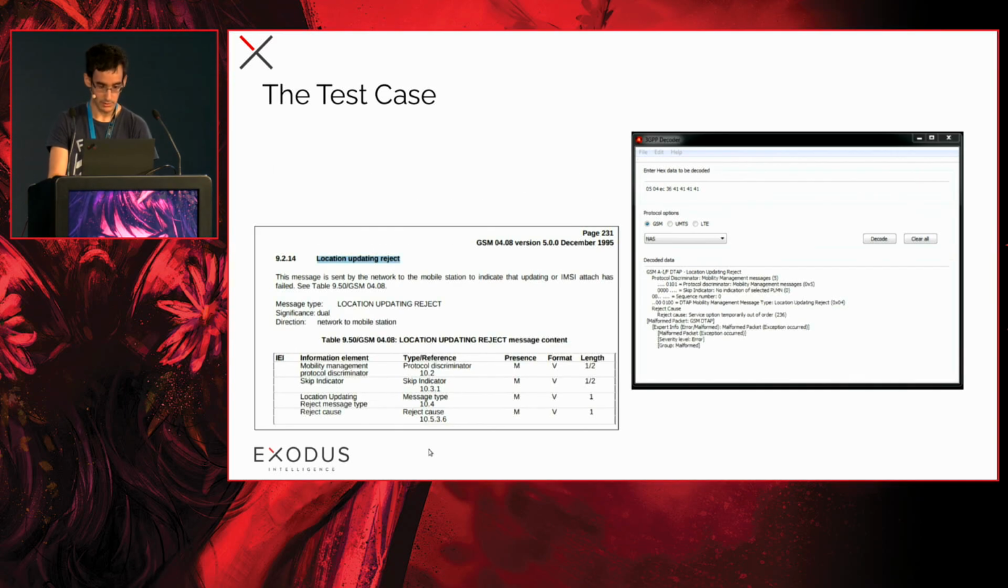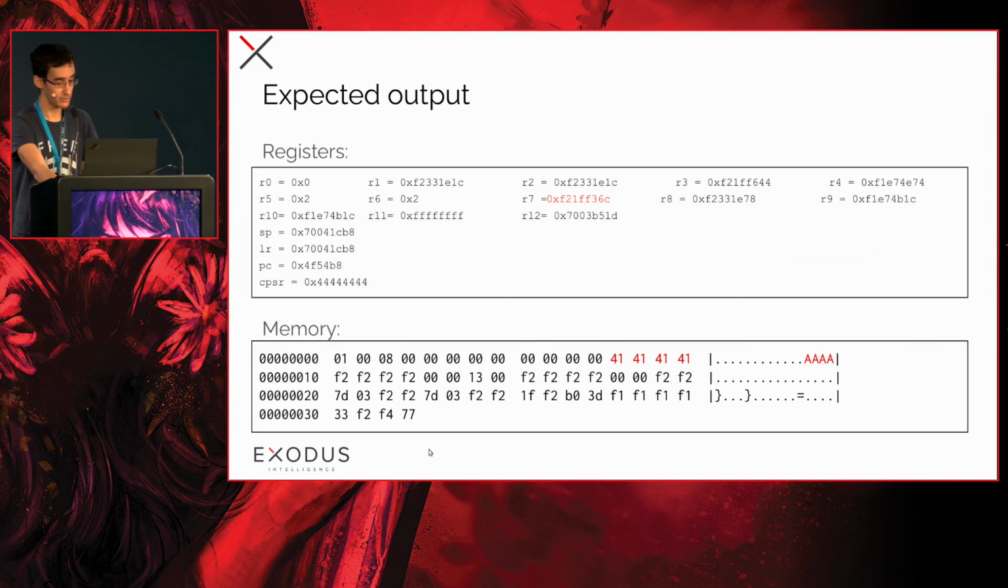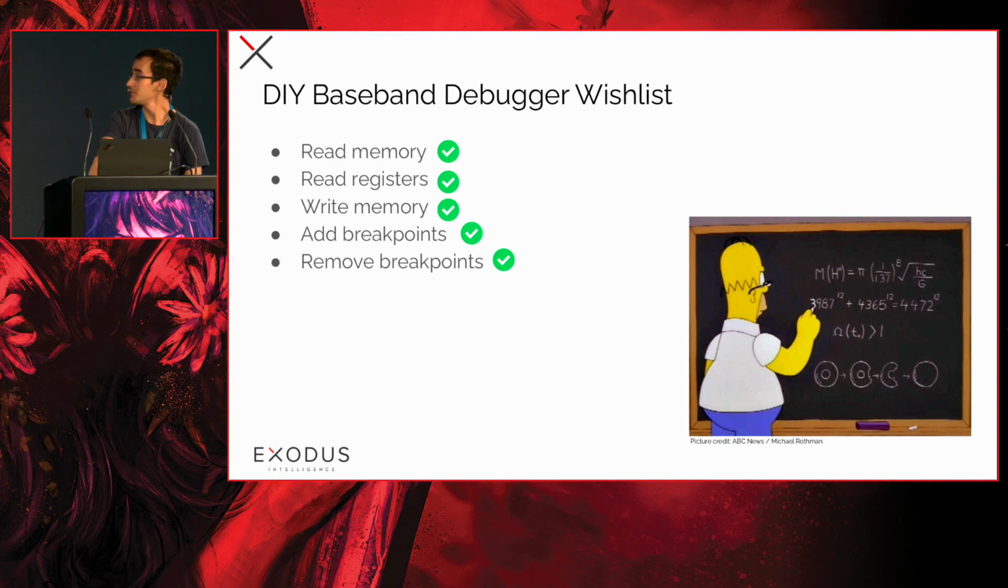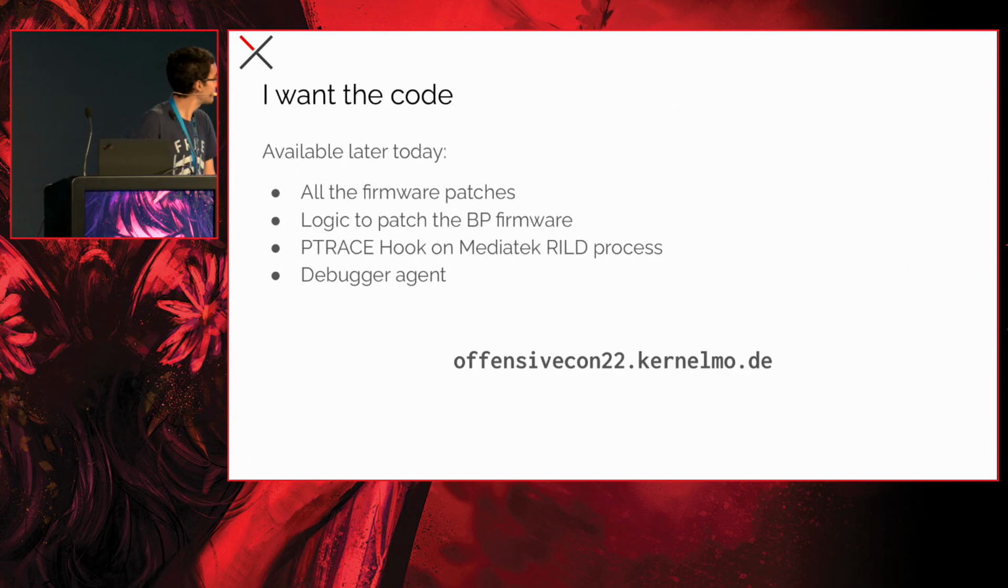I think this next slide we don't need because you already saw that the expected results are actually there. And by overwriting this SWI interrupt handler, we were able to indeed set and remove breakpoints. So our DIY baseband debugger wishlist is now complete.